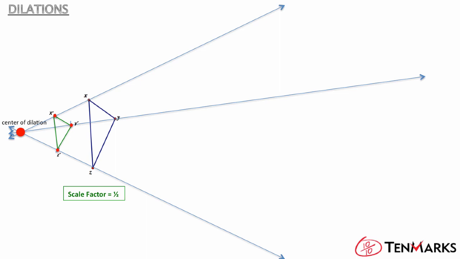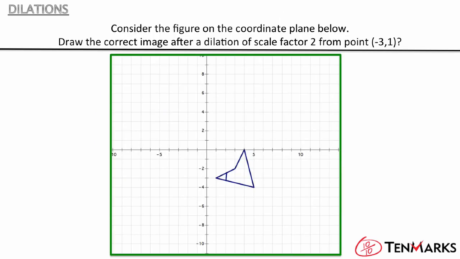Okay, let's try a couple of dilation problems. Consider the figure on the coordinate plane below. Draw the correct image after dilation of scale factor 2 from point (-3, 1). First, draw your center of dilation. Draw a line that goes through the center of dilation and one of the vertices.